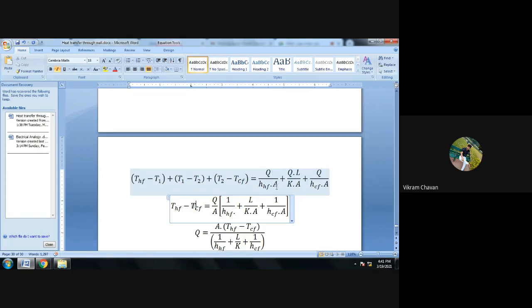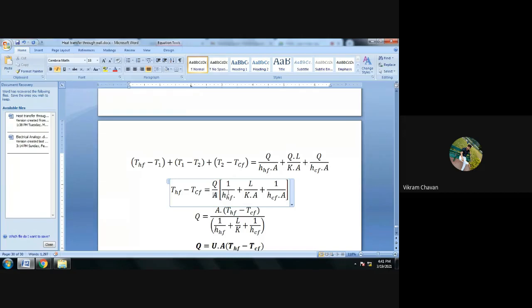Q divided by A we can take common, because this particular term is present in all three terms. These two quantities are present in all three terms, so we can take Q divided by area common, and the remaining part we have kept in the bracket as it is. Now we have to convert this equation in the form of a heat transfer rate.